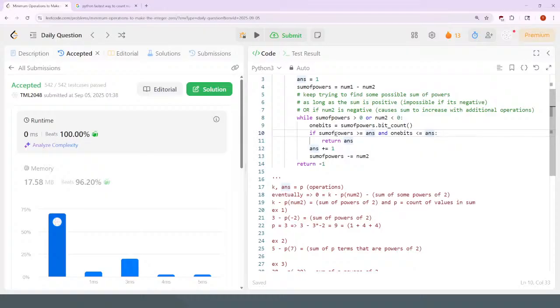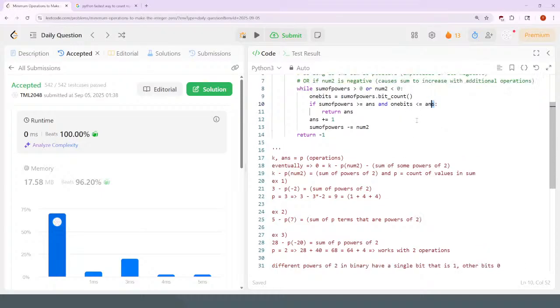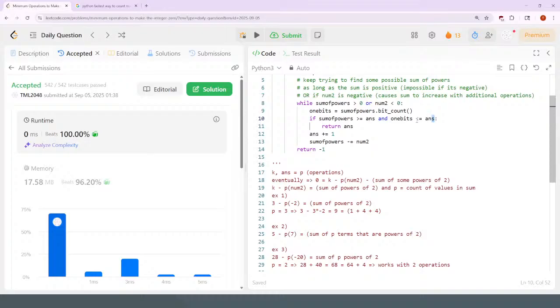So count the bits. If the sum of powers is 5, then at minimum it's going to be 5 operations. You can't add, at minimum it has to be like 1 plus 1 plus 1 plus 1 plus 1, 5 times. And if the number of 1 bits is like 10, then the answer needs to be at least 10. Can't be less.